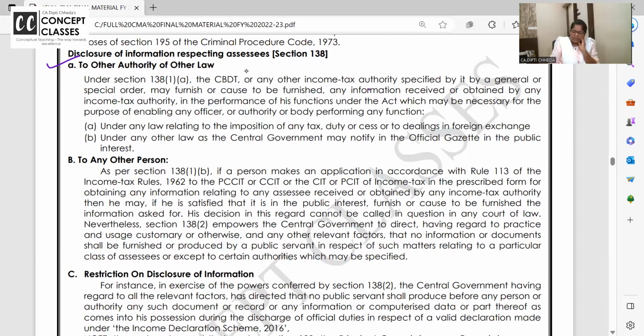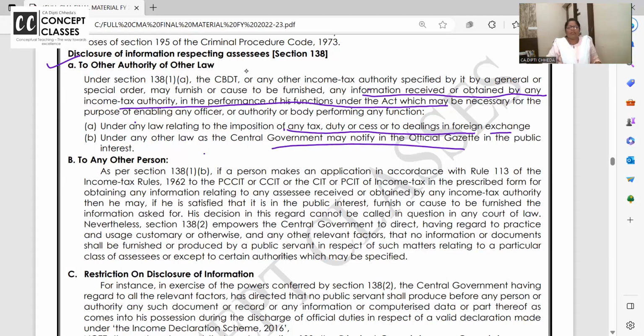CBDT or income tax authorities by general or special order may furnish or cause to furnish any information received or obtained in performance of function which may be necessary for the purpose of enabling officer, authority or body to perform its function under any other law relating to imposition of tax, duty or dealing with foreign exchange, and under any other law as central government may notify. We were doing raid, but we came to know that so and so person is doing so much of hawala transactions and we should share this information with FEMA, Foreign Exchange Management Act.